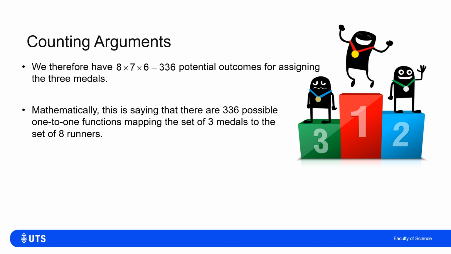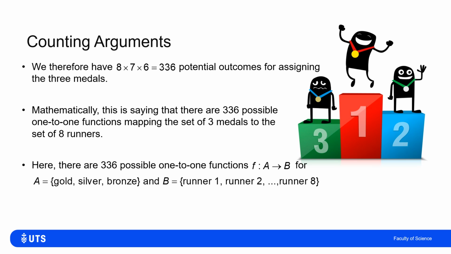overcomplicating it, but this is because there's 336 possible one-to-one functions mapping the set of 3 medals, gold, silver, bronze, to the set of 8 runners. So we've got 336 possible one-to-one functions, f, which map a set A to a set B, where the set A is gold, silver, and bronze, and the set B is runner 1, runner 2, and so on, up to runner 8.